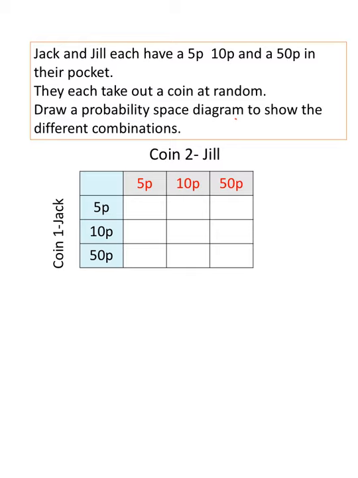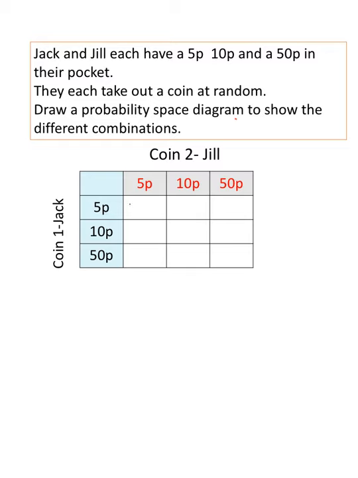Jack and Jill each have 5p, 10p and 50p in their pocket. They each take out a coin at random. So without looking, they just put the hand in and pull a coin out. Draw a probability space diagram to show the different combinations.